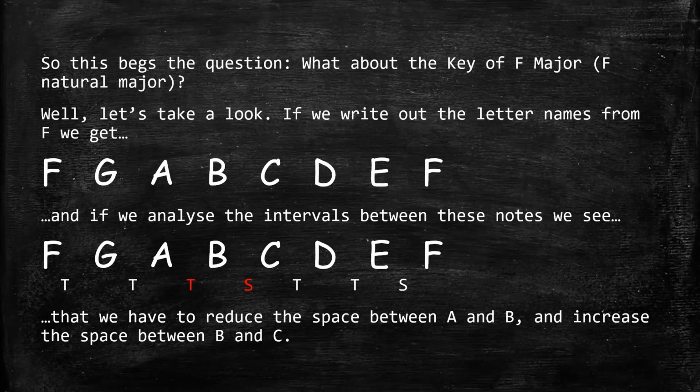So this begs the question, what about the key of F major, F natural major? Well, let's take a look. If we write out the letter names from F, we get F, G, A, B, C, D, E, F. And if we analyse the intervals between these notes, we see that we have to reduce the space between A and B and increase the space between B and C.